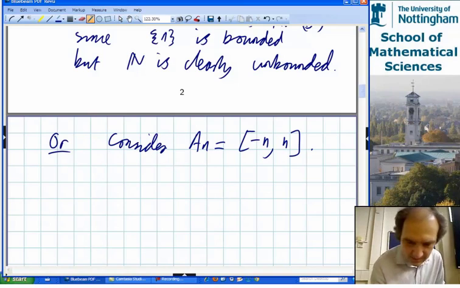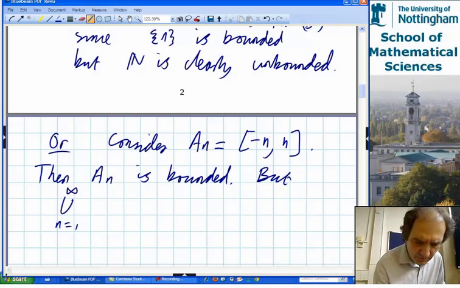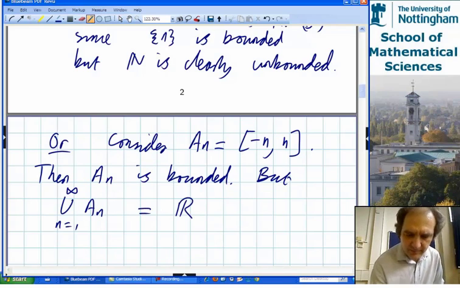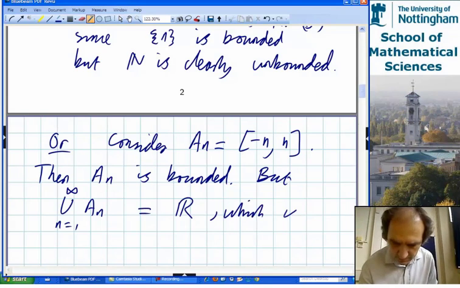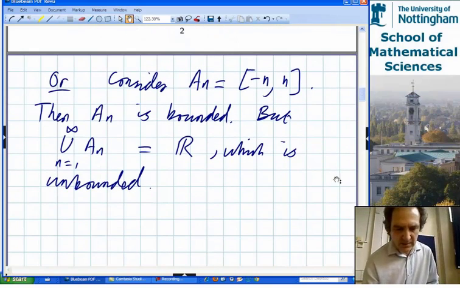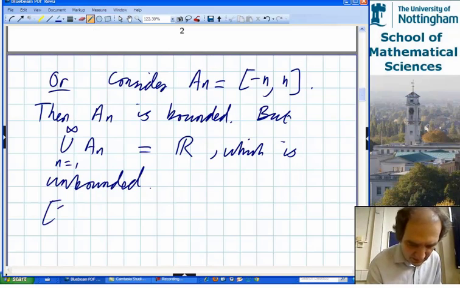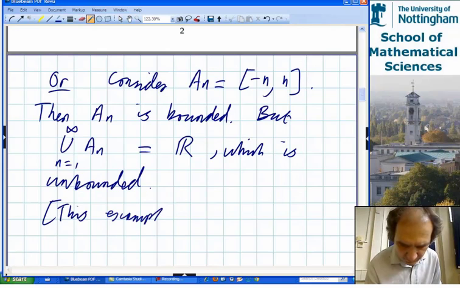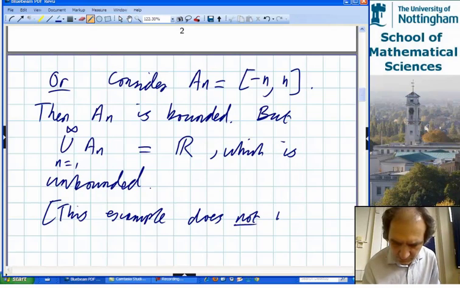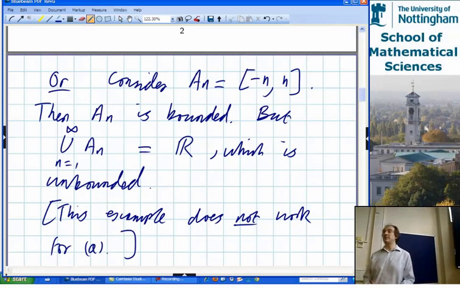Then A_n is bounded. But the union of those is the whole real line, which is unbounded. Okay, so that's two answers to B, and that one has the advantage that it doesn't work for A, if you call that an advantage. So this example does not work for A. Because those are bounded sets, but those aren't finite sets, so you couldn't use that one in A.